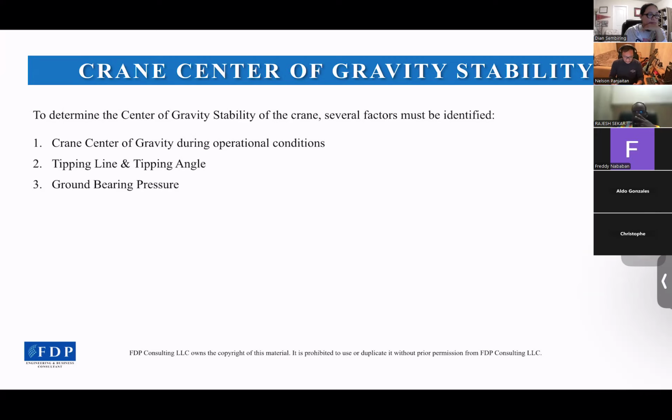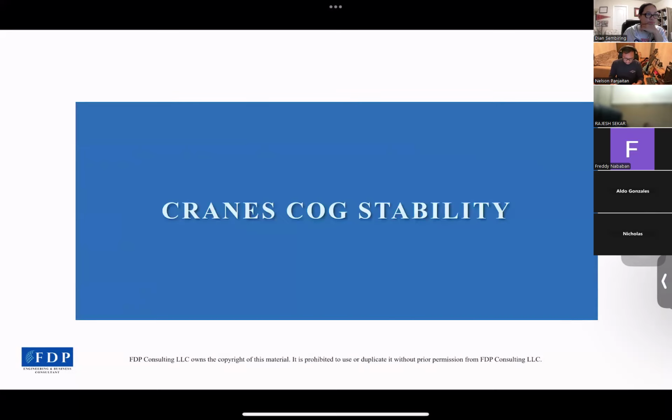And the last one is the ground bearing pressure. I think you are all familiar with this term. So the ground bearing pressure is the stress on the ground caused by pressure distributed from the crane to the ground. Now we are going to the crane COG stability.